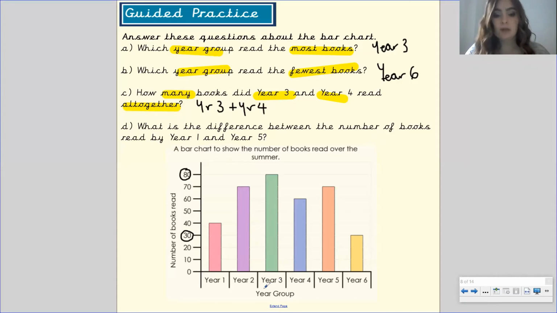So let's have a look. Here's year 3. If we follow the bar up and then across, we can see that they read 80 books. And then we need to have a look at year 4. So if we find year 4, here it is, follow it all the way up. It's landed on 60. So we need to add together 80 add 60 to figure out the answer. So pause the video now to have a think about what 80 add 60 is.